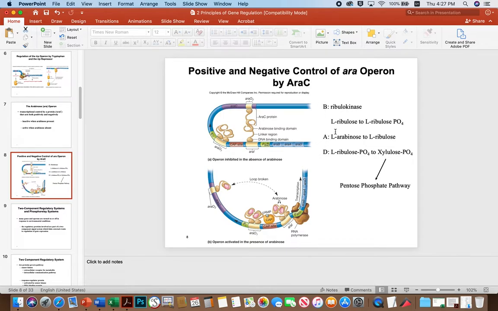So Ara-A is something that will convert L-arabinose to L-ribulose. And then the Ara-B over here is a ribulokinase, which will take the L-ribulose and phosphorylate it to L-ribulose phosphate. And then Ara-D will convert L-ribulose phosphate to xylulose phosphate. And then in this state, this particular molecule can be shunted into the pentose phosphate pathway where the microbes can use it to make energy.